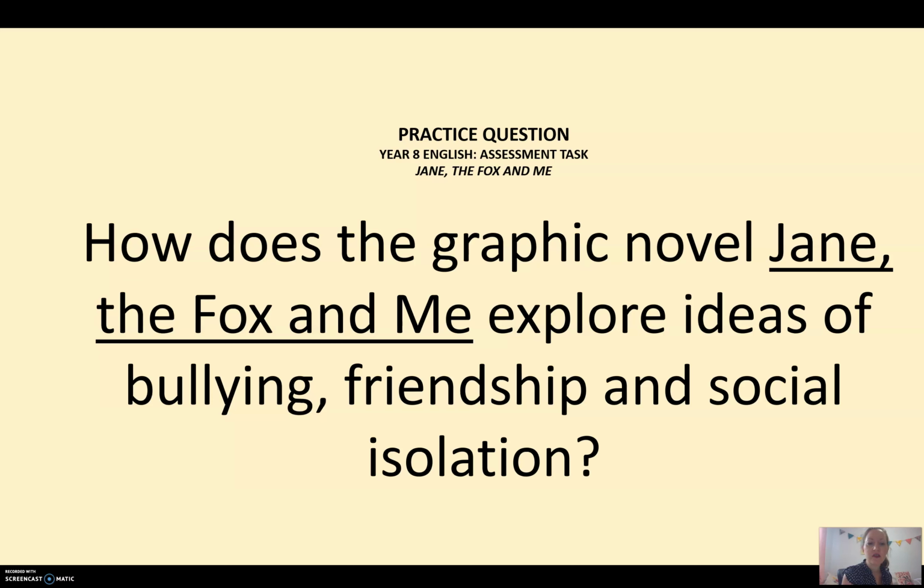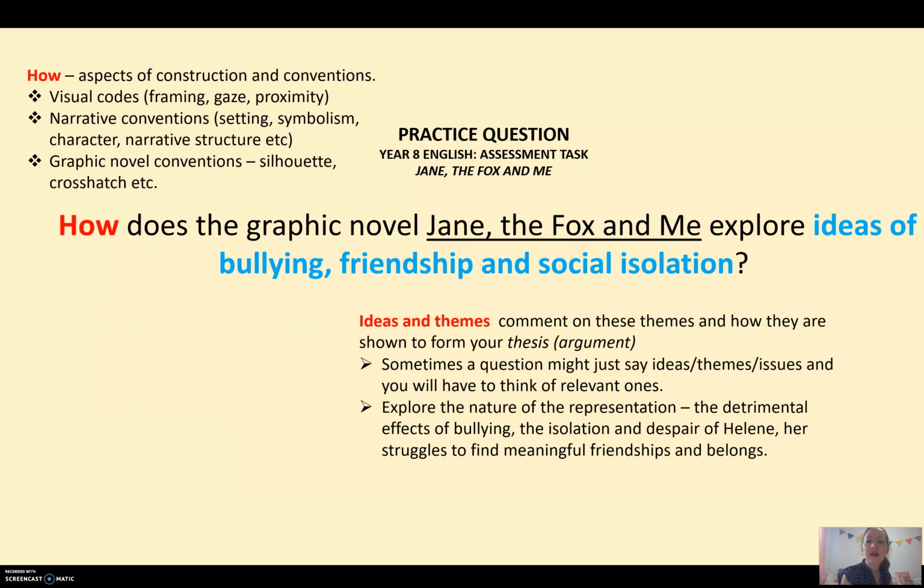So how does the graphic novel Jane the Fox and Me explore ideas of bullying, friendship, and social isolation? Again, we've got that word how, which always means we need to look at how it's constructed in the techniques. And this one also tells us the text. So we're going to have to introduce it in our thesis, the text, title, author, date, and also the ideas of bullying, friendship, and social isolation. So they're what we're going to have to focus on for our central arguments.